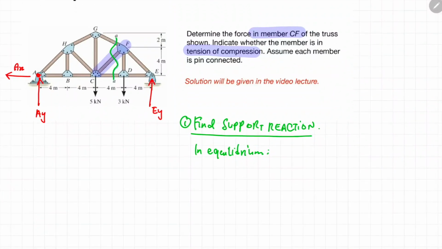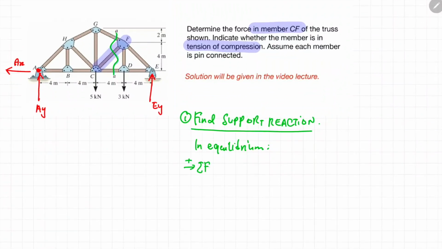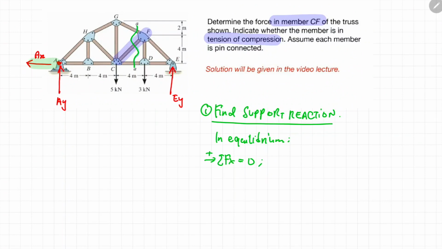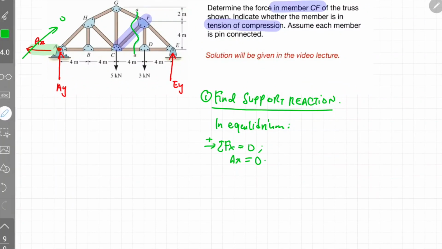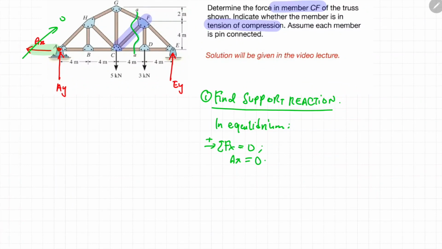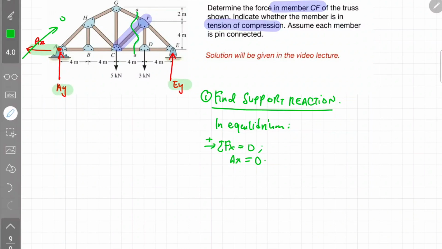Okay, I'm going to fast forward this particular part. You should do it on your own because you should be very familiar with this step. If we apply the equilibrium condition in the X direction, you will get the magnitude of AX to be 0. Similar to the previous example, we can't apply the equilibrium condition in the Y direction because there are two unknowns, AY and EY, so it doesn't solve our problem.